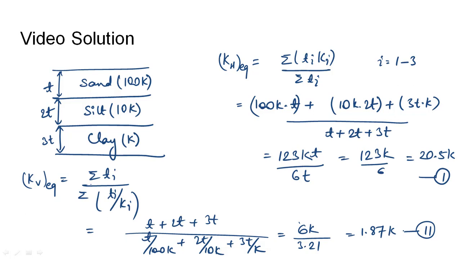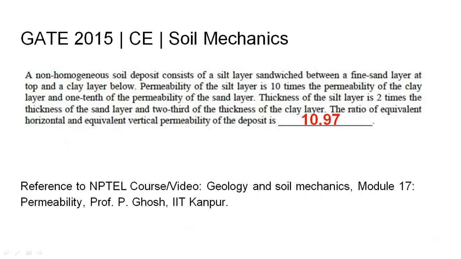So we are supposed to find the ratio of KH over KV. So KH was found out as 20.5K and KV was found as 1.87K. So this would become 10.967, which can be rounded off to 10.97 or even 11. So the ratio of equivalent horizontal and equivalent vertical permeability of the deposit is 10.97. The relevant NPTEL reference has been listed.